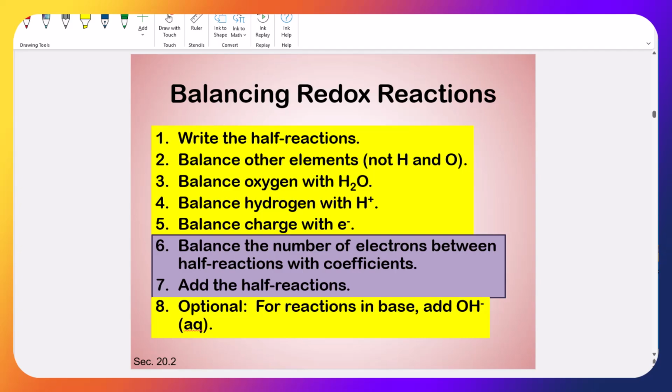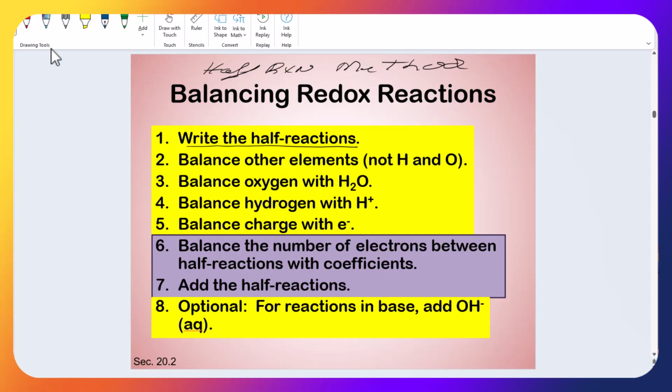All right, let's go ahead and balance some redox reactions using what we call the half reaction method. So essentially what we have to do, we have to determine what gets oxidized, what gets reduced, write the half reactions, then balance elements that are not hydrogen and oxygen, which is typical for balancing.